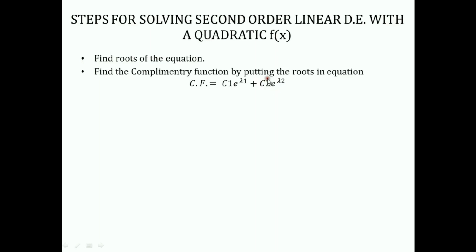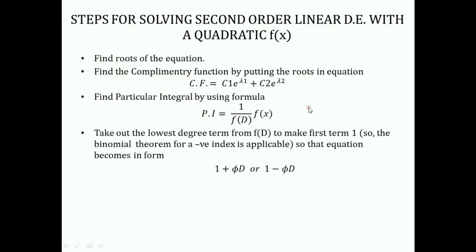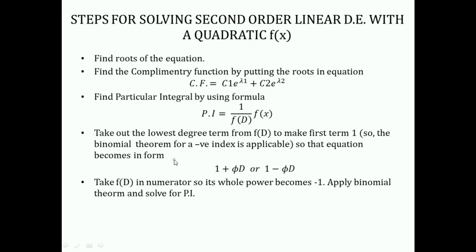You also have to find the roots of the equation, then find the complementary function by the same formula, then find the particular integral by the same formula. But now here comes the different part. You need to take out the lowest degree term from f(D) to make the first term 1, so that we can use the binomial theorem for a negative index, so that the expression becomes 1 plus phi(D) or 1 minus phi(D). Now we need to take the function of D to the numerator so the whole power becomes minus 1, and then apply the binomial theorem and solve for the particular integral.